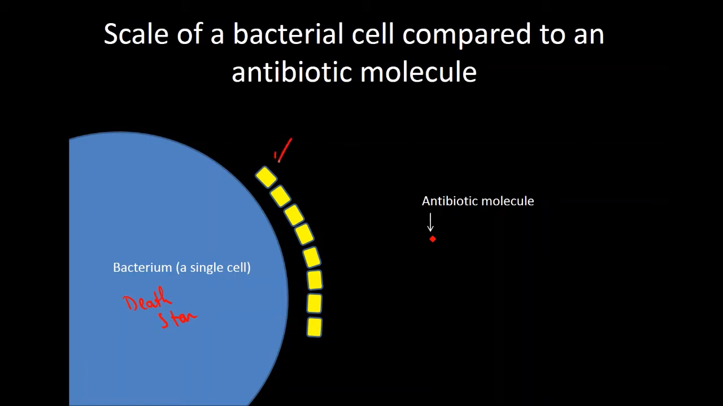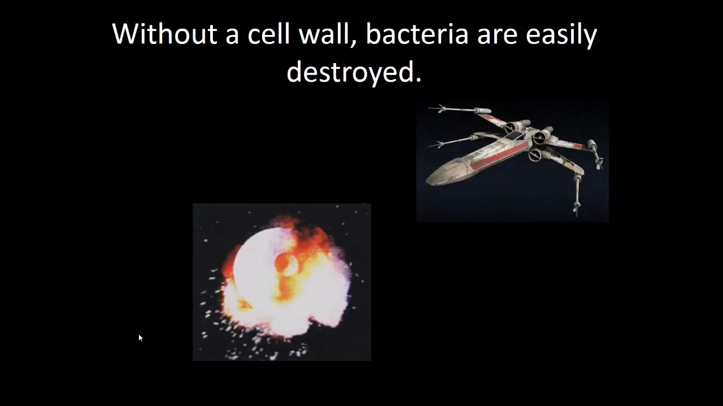So here we go. I'll label this. This is the cell wall. This could be, for example, a penicillin molecule. If the cell wall is incomplete, the bacteria can be destroyed fairly easily.